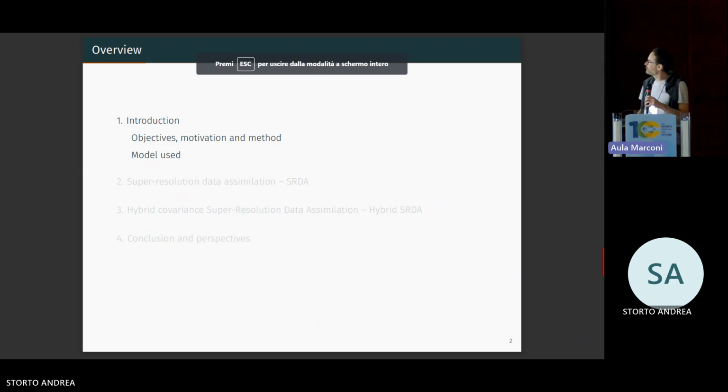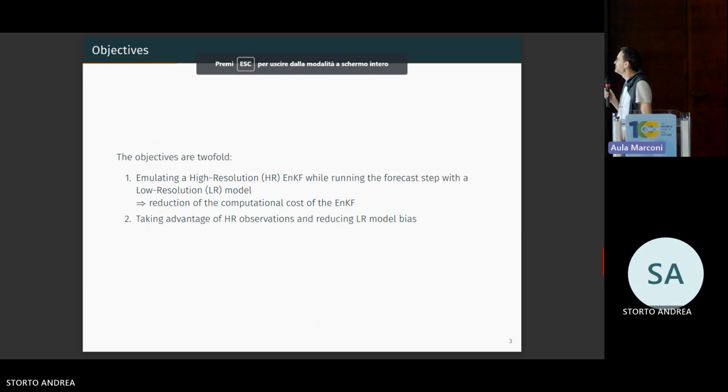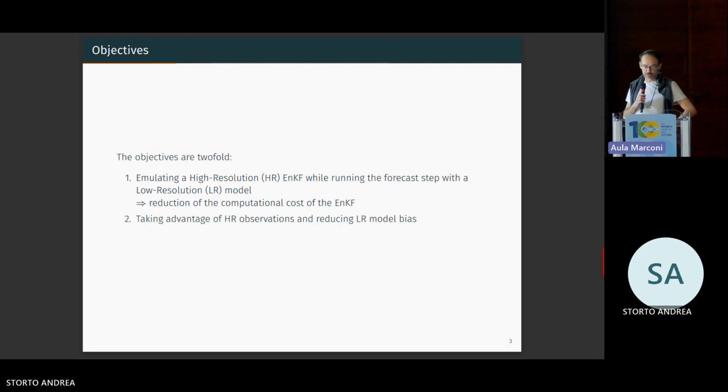Okay, so I will start with a short introduction to show the objectives of this work. First, the objectives are twofold. On one hand, it is to emulate a high-resolution EnKF by running the forecast step with a low-resolution model, in order to reduce the computational cost of the EnKF, and also to take advantage of high-resolution observations with a low-resolution model.